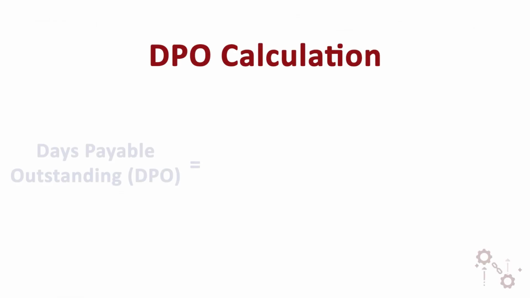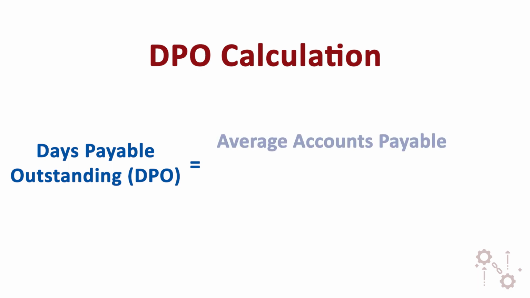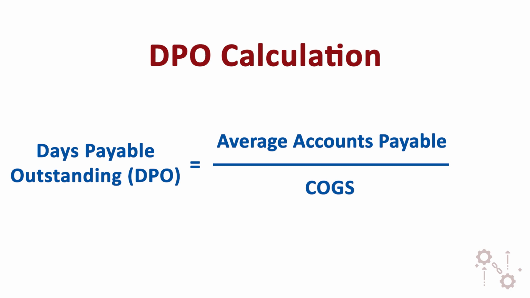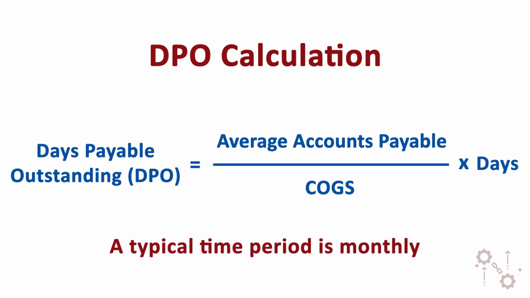To calculate DPO, we take our average accounts payable and divide it by the cost of goods sold in a certain time period, and then multiply by the number of days in that time period. Note that here we use the average accounts payable over the time period we are working with.